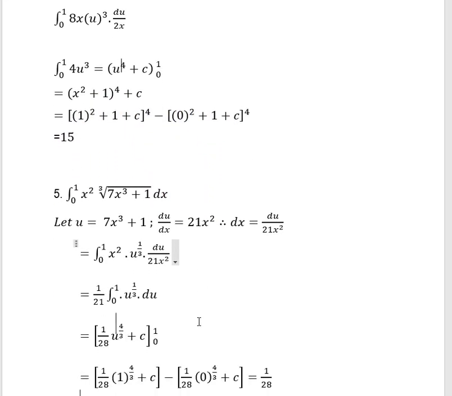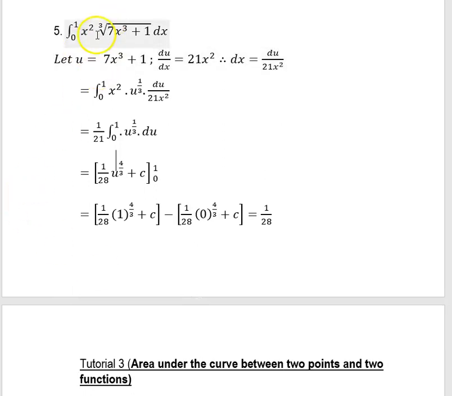Let's look at another example. Here we also have x squared times the cube root of 7x cubed plus 1 dx. In this case also I'll use the substitution method. Let u equal that under the root sign. Differentiate that with respect to x. I'm going to have 21x squared.